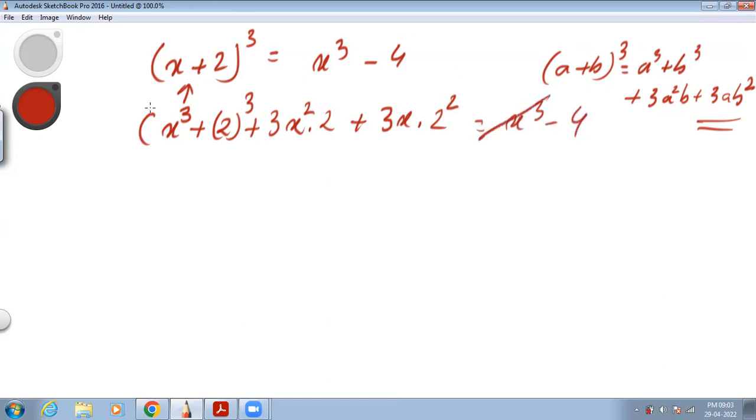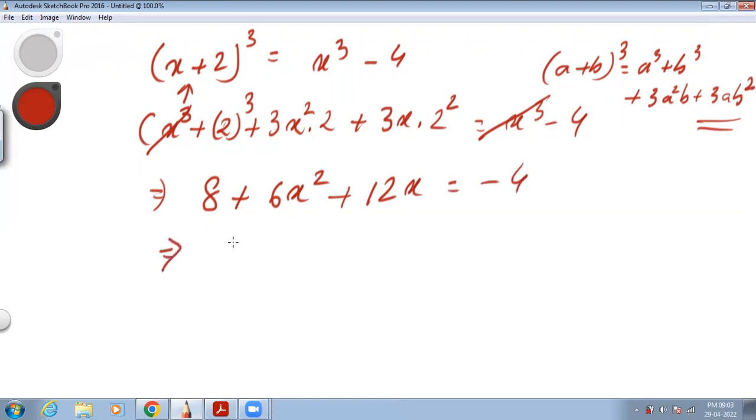Now see, this x cube and this x cube get cancelled. So then this equation actually becomes 2 cube is 8, plus 3 into 2 is 6x square, plus this is 2 square, 4 into 3, 12x equals minus 4. If you want to convert this to a standard form, it's even better: 6x square plus 12x plus 12 equals 0.